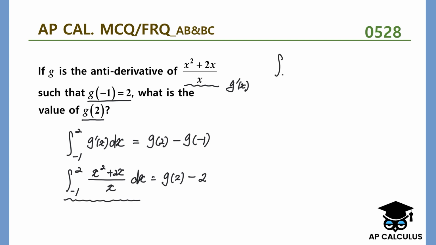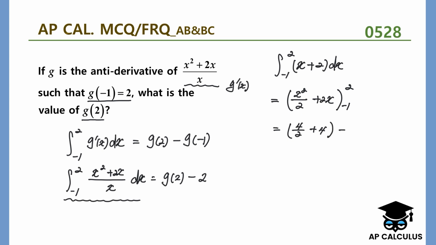Okay, we have the integral from -1 to 2 of x squared plus 2x over x. That's x squared over x, which is x, plus 2x over x, which is 2. So that's going to be equal to x squared over 2 plus 2x, from -1 to 2. Substitute 2 first. So 4 over 2 plus 2 times 2, 4. Minus, substitute -1. That's going to be 1 over 2 minus 2. So 6 minus, that's going to be -3 over 2, so plus 3 over 2. So 12 over 2 plus 3 over 2, that's going to be 15 over 2.